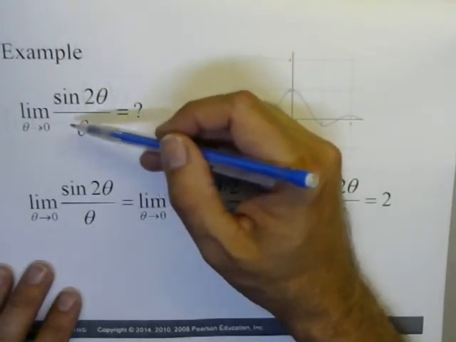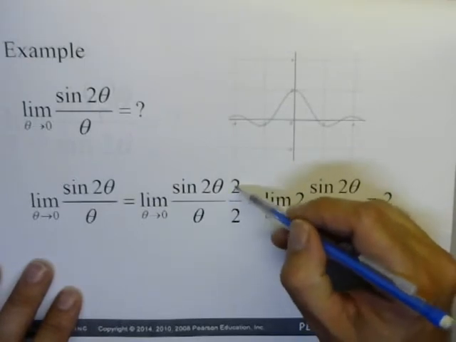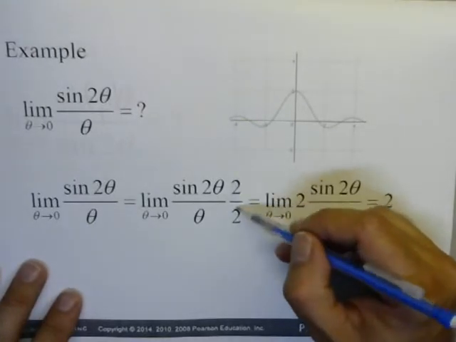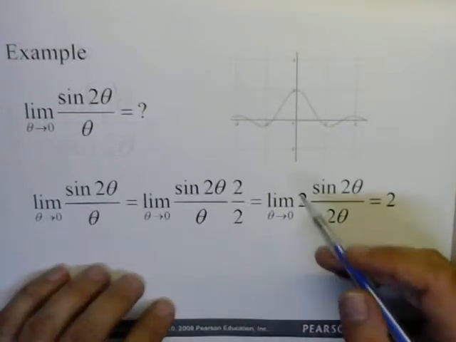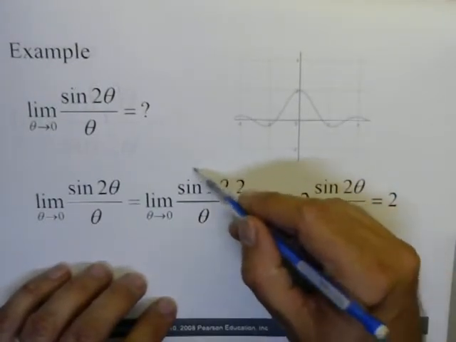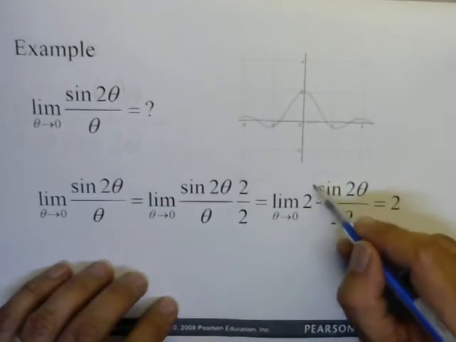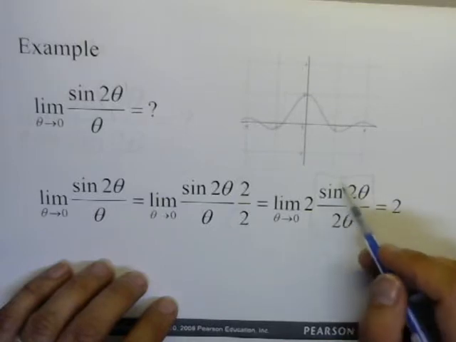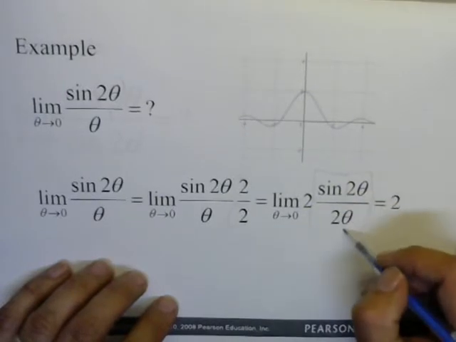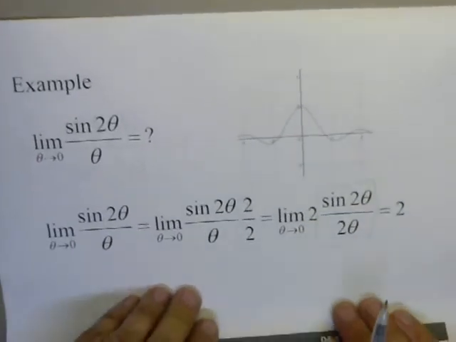Right here I don't have a 2 on the bottom, but I can change that by multiplying on the top and the bottom of the fraction by 2. And again, that might seem kind of weird, but I can do it. As long as I multiply on the top and the bottom by the same thing, it should preserve the value of the fraction. I'm just going to take this 2 and move it out front, and take this 2 and move it down there with a theta. And then if I take the limit as theta approaches 0 of sine of 2 theta over 2 theta, that will be 1 by the previous theorem. So I'll get 2 times 1, or just 2, right? Because that's a constant that can just come out of the limit.